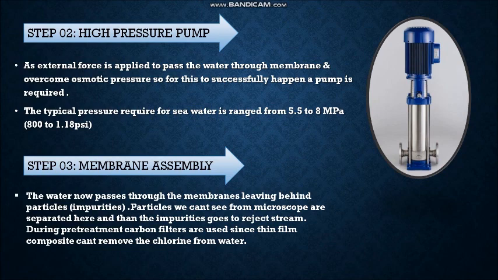Reverse osmosis is proven to reduce the quantity of lead, arsenic, copper, barium, total dissolved salts, and chromium. Although it does reduce nitrate quantity, it cannot reach the recommended level. Thin film composite cannot remove the chlorine from the water. That is why during pre-treatment, carbon filters are used for the removal of chlorine.